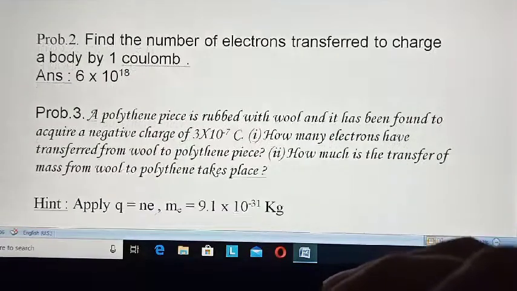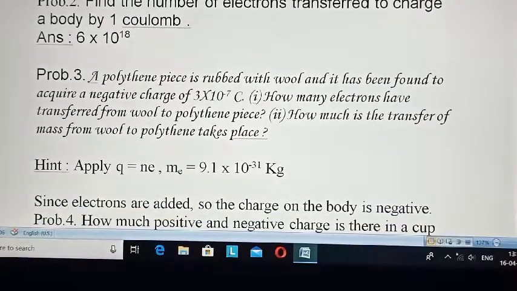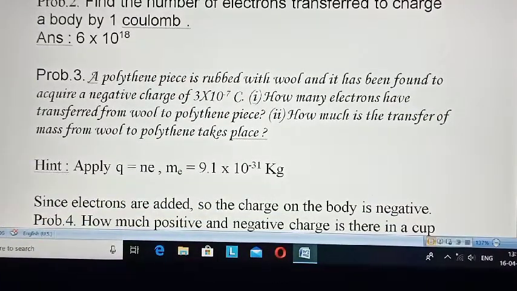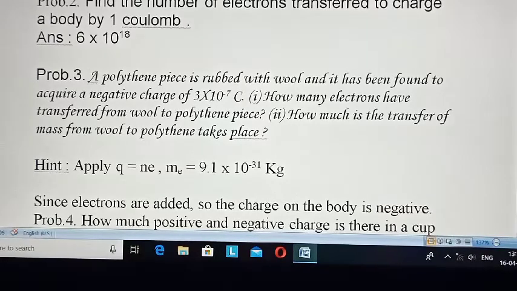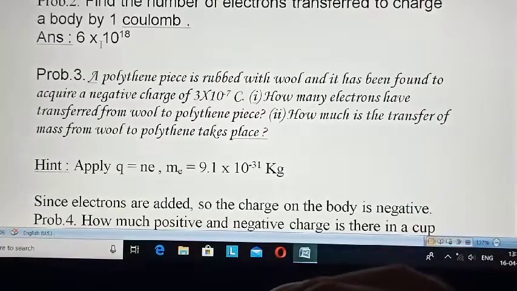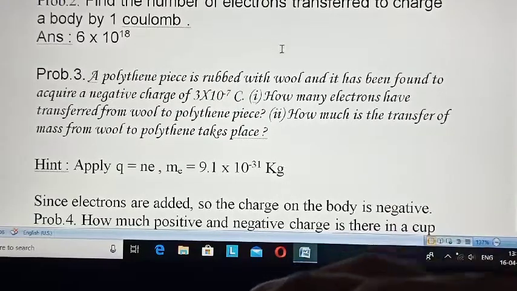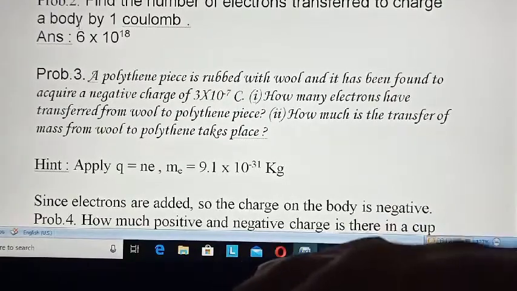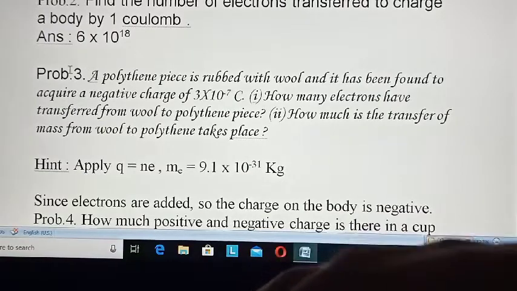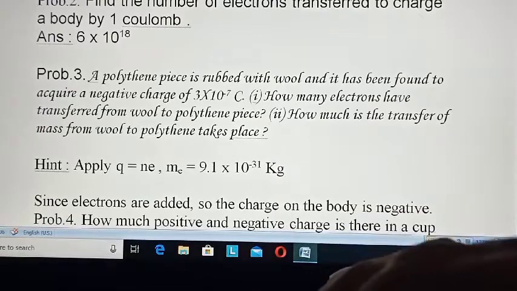Next is problem 2. Find the number of electrons transferred to charge a body by 1 coulomb. The same thing you have to apply, Q is equal to plus minus Ne. So here Q is equal to 1 coulomb, and in place of Q you have to write 1. E is 1.6 into 10 to the power minus 19 coulomb. So n is equal to 6 into 10 to the power 18. I think this value is very familiar to you.